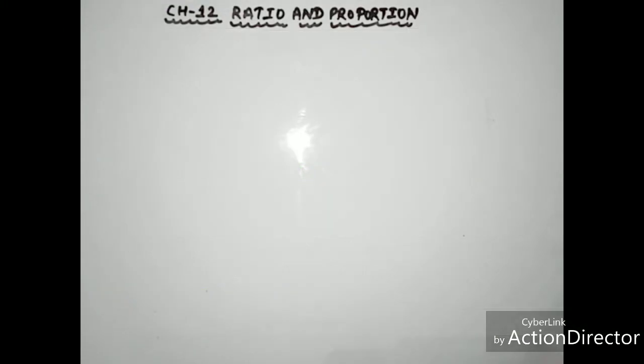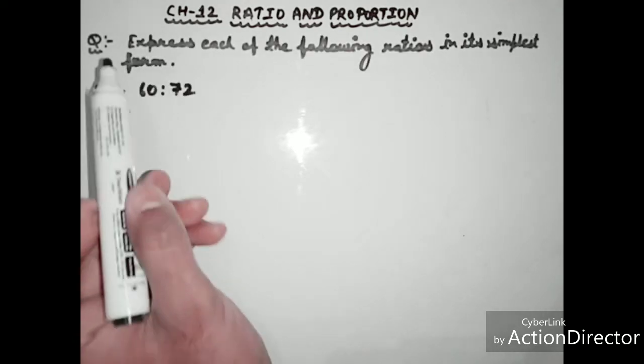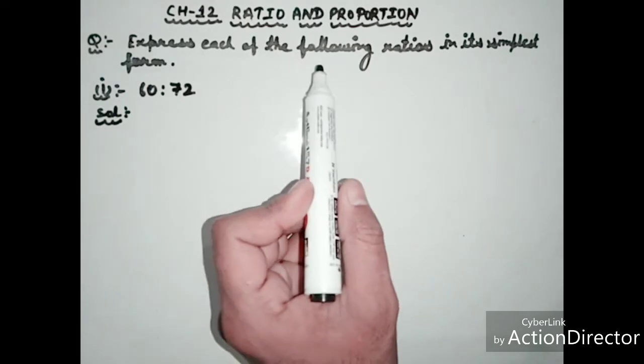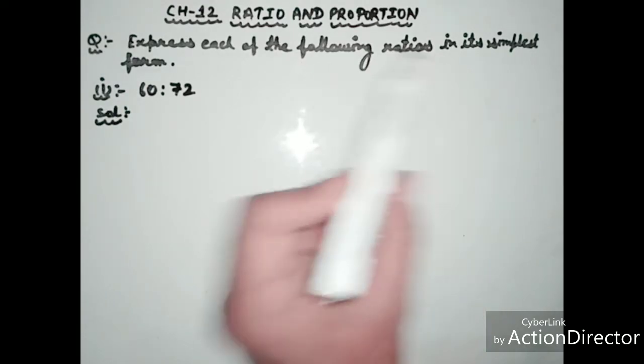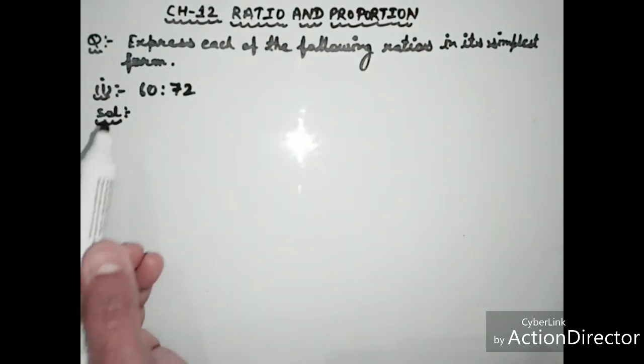Now students, here we will solve some examples related to chapter number 12, Ratio and Proportion. For the first example, express each of the following ratios in its simplest form.